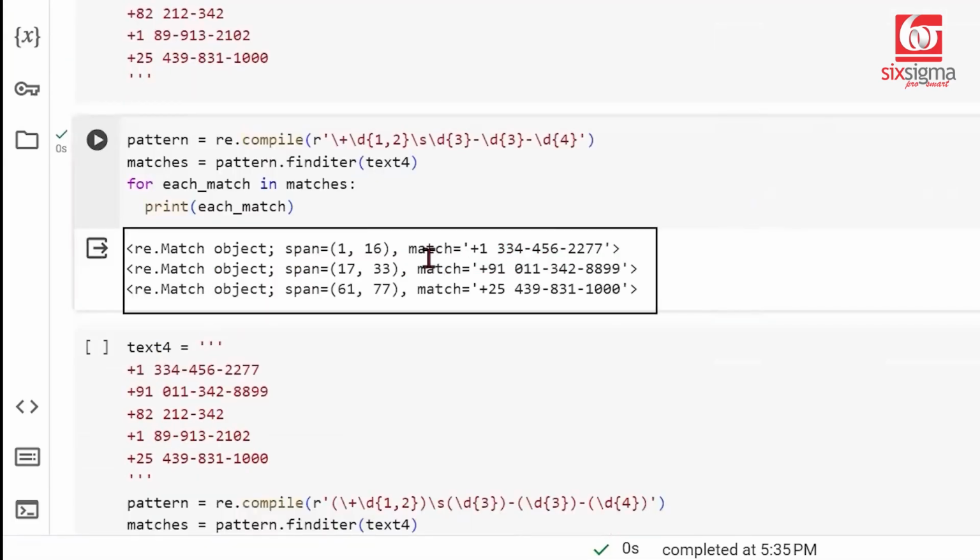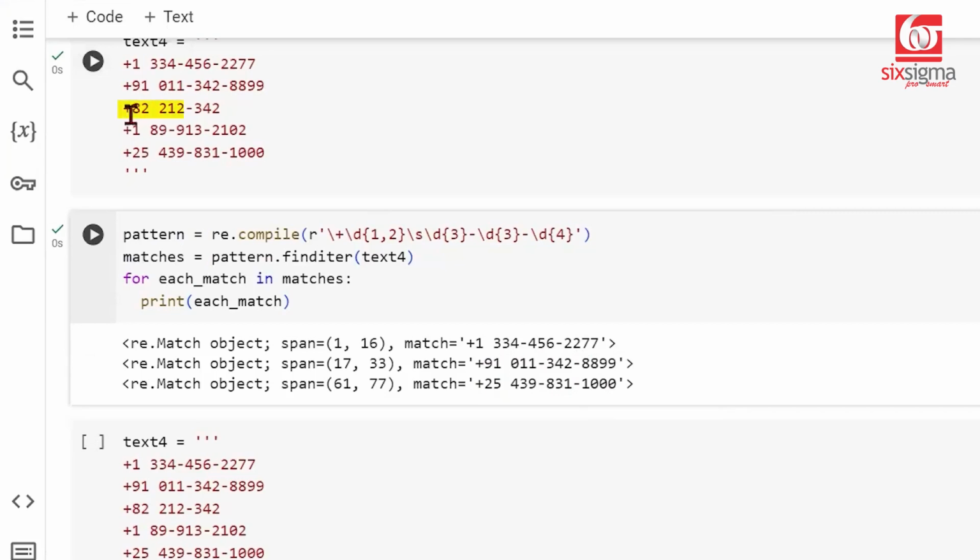So now you see the first one that we got has a single digit with a plus. Then it has 3 digits, hyphen 3 digits, hyphen 4 digits. We got that. The second one has 2 digits with a plus symbol preceding it, has 3 digits, and has 4 digits with hyphens in between. This one, plus 25 again has plus followed by 2 digits. Then we have 3 digits, hyphen 3 digits, hyphen 4 digits. So this is again totally valid as a format.